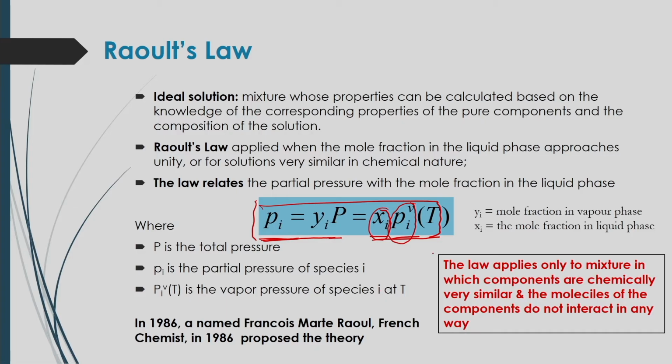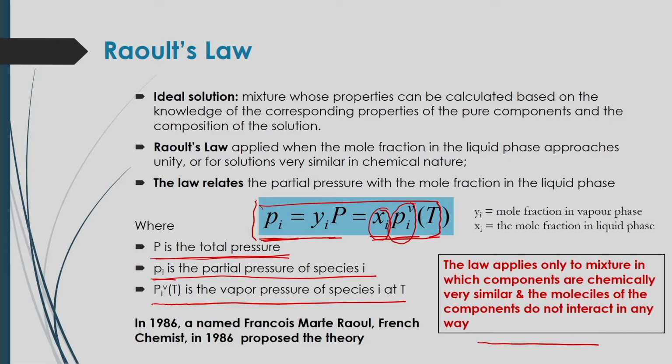So, this is basically a relation between the partial pressure and the mole fraction of the component in the liquid phase and the vapor pressure. Here P is the total pressure and Pi is the partial pressure of species i, and Pi^V is the vapor pressure of species i at temperature T. You will see that the law applies only to mixtures in which components are chemically very similar and do not interact in any way.